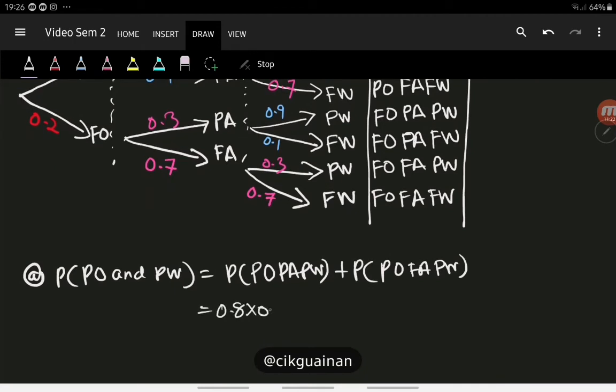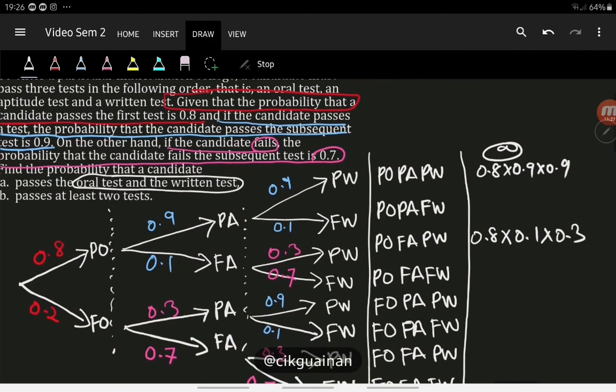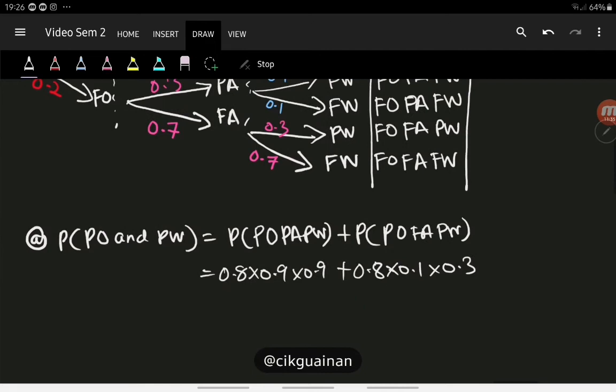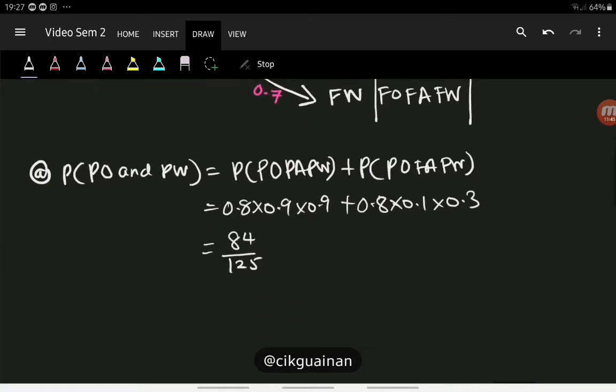0.8 times 0.9 times 0.9 plus 0.8 times 0.1 times 0.3. Okay, so take some time to calculate first. So that's the figure. Okay, I use a calculator and then you just pause the recording for a while and then I'll just show you the answer.